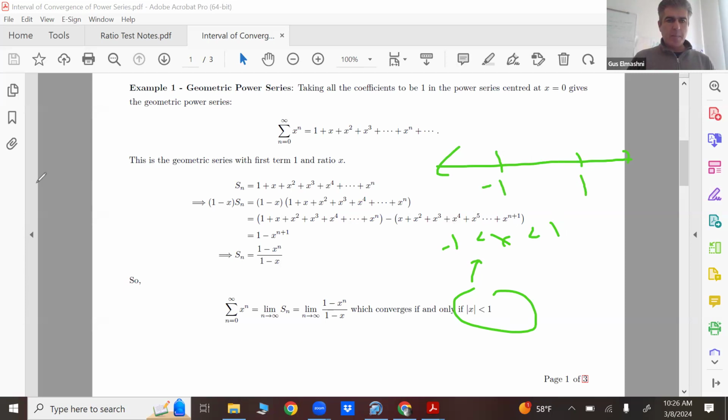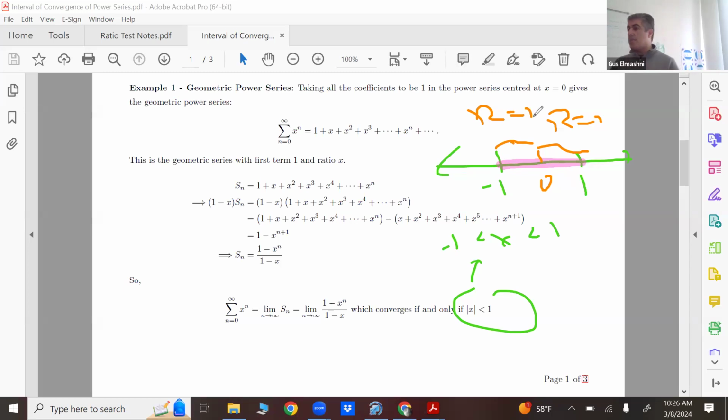Let's get a highlighter here. What's the center here? 0. And how far is 0 from either endpoint? So in this particular case, a geometric power series, we'd say that the radius is 1, and the interval of convergence is from -1 to 1.